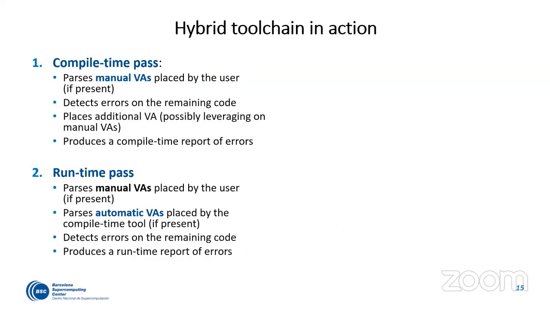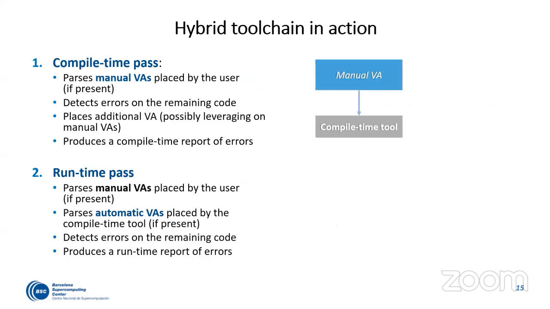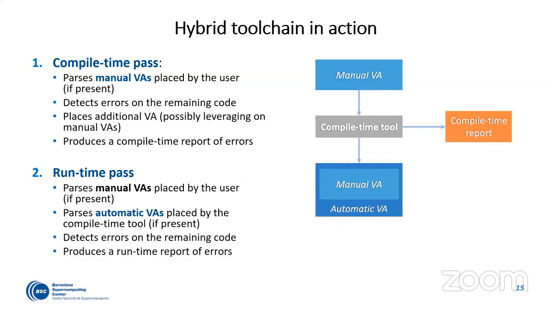Overall, our hybrid toolchain works as follows. The compile time tool accepts as input the original source code, possibly annotated with manually placed verification annotations by the user. Detected errors on the remaining parts are reported at the end of this pass. The compile time tool will also try to place additional verification annotations in code, this time automatically and leveraging existing manual annotations.